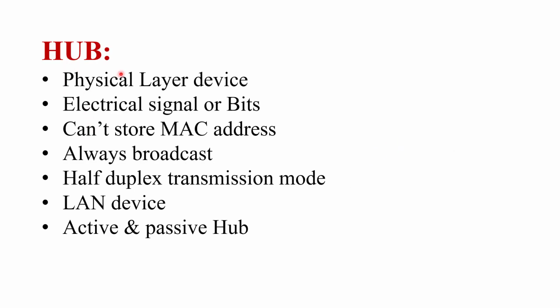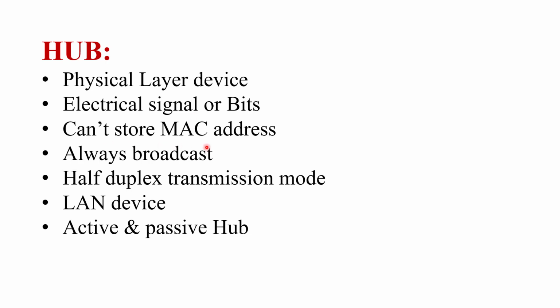There are a number of features of hub. First, physical layer device. Hub is a physical layer device. As I have already told, hub works on the first layer of the OSI model, that is the physical layer. So it is called a physical layer device. Next, electrical signal or bit. Hub always transmits information in the form of electrical signals or bits.